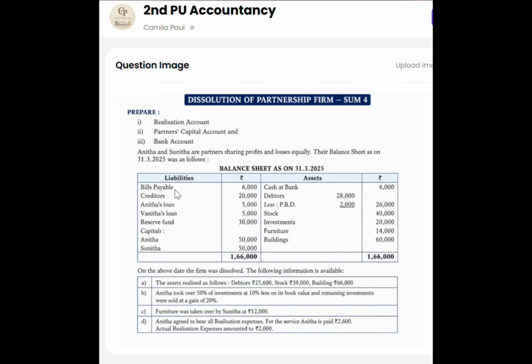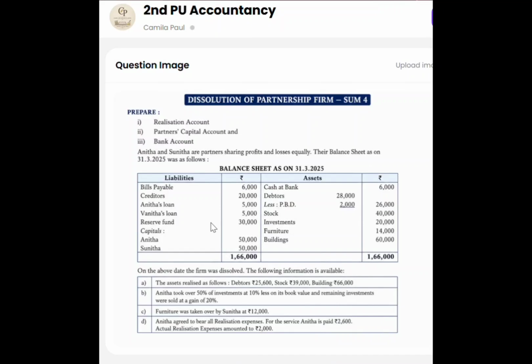From the balance sheet, we'll first see where the entries will appear in the realization account and the partners' capital account. Bills payable is an external liability. Creditors is an external liability. Anita's loan: Anita is one of the partners, so Anita's loan will be treated as an internal liability. Vanita is not a partner, so Vanita's loan is treated as an external liability.